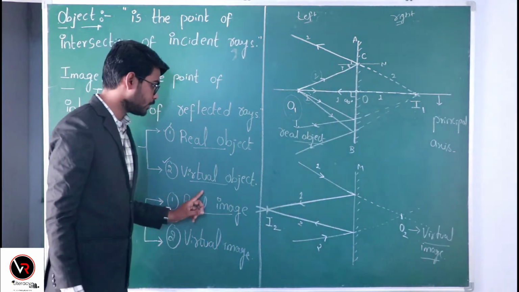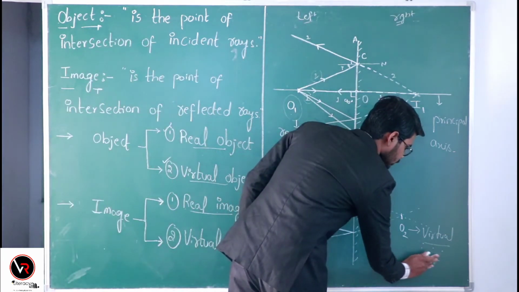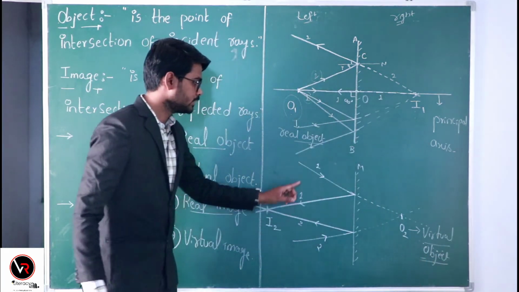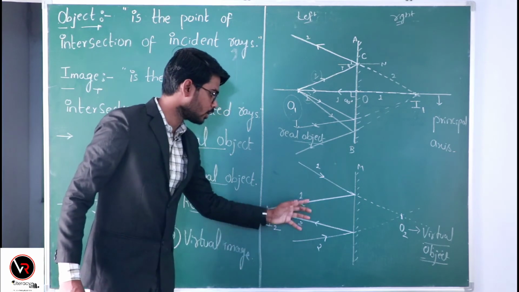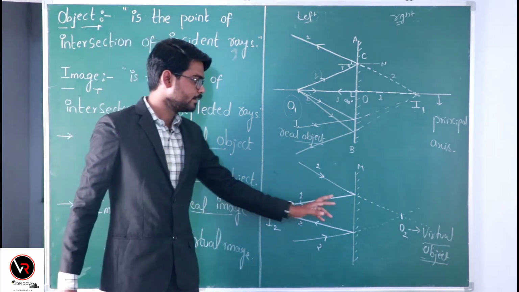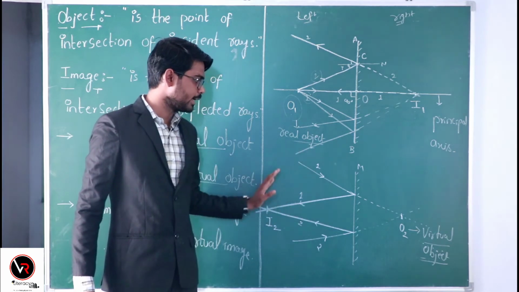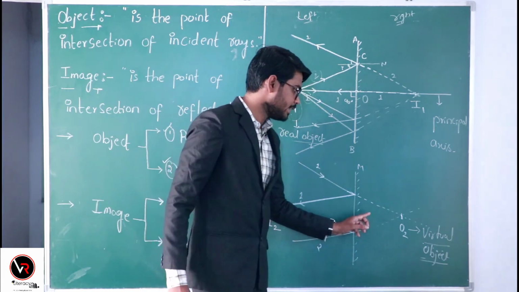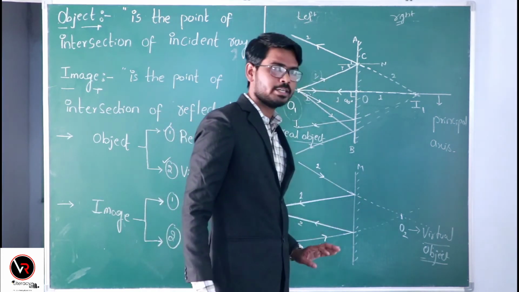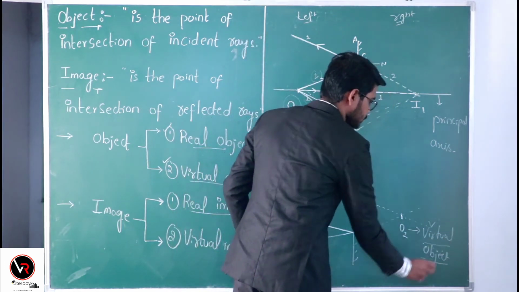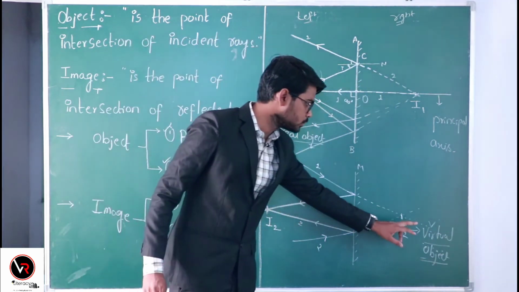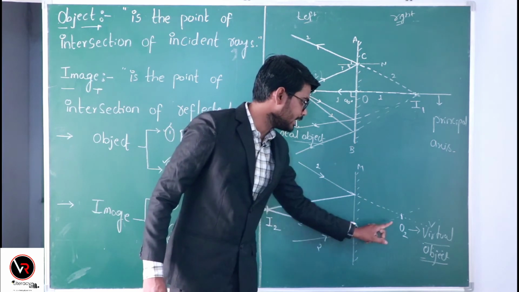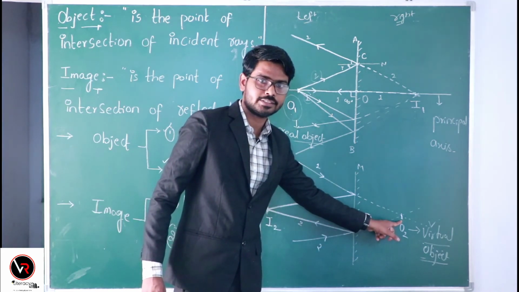We call this one the virtual object. These first and second incident rays are coming from the object, which is kept at a finite distance from this plane mirror. These two rays are not intersecting on the left side of the mirror, but on extending, they meet at point O2 on the right side of this plane mirror. So the virtual object is the point where the two extended incident rays meet or intersect.